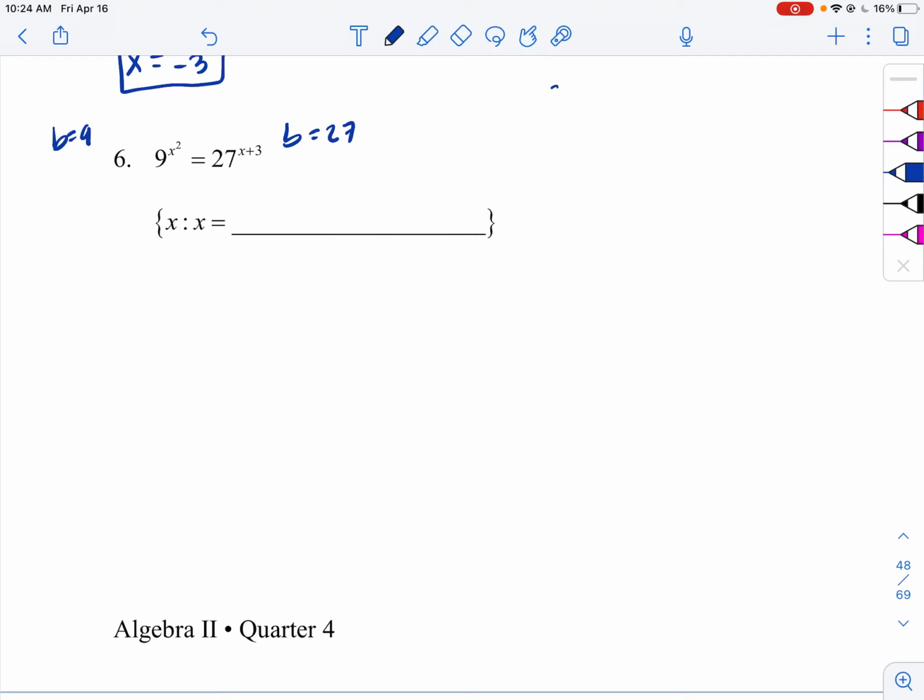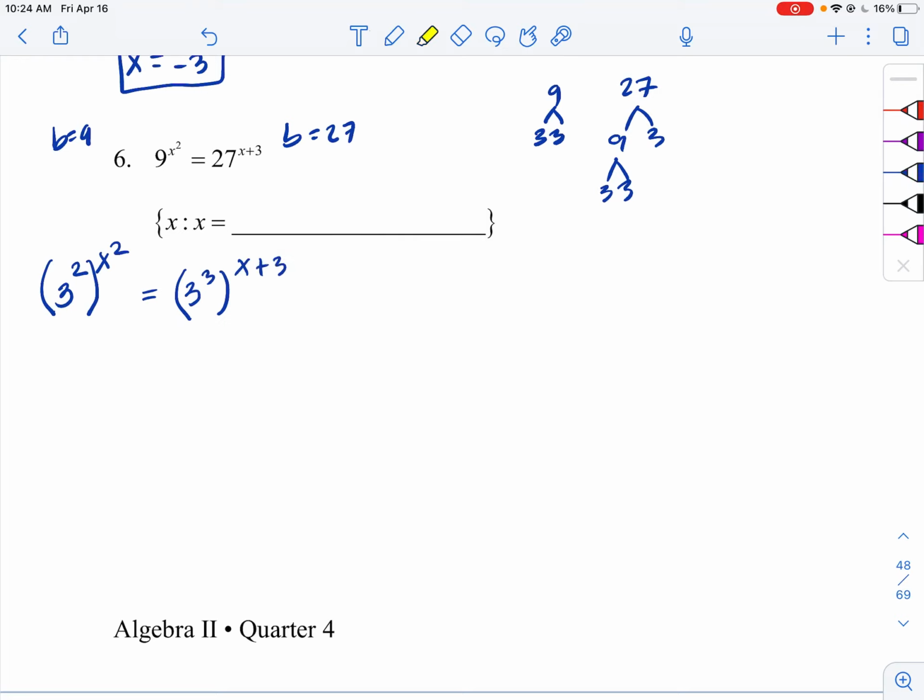So I'm going to write that into the same bases. So 9 would be 3 and 3. What about 27? 9 and 3, 3 and 3. So they both share a 3. So this is 3 squared in parentheses power of x squared equals 3 cubed in parentheses power of x plus 3. So I'm going to do the power of a power rule or property.